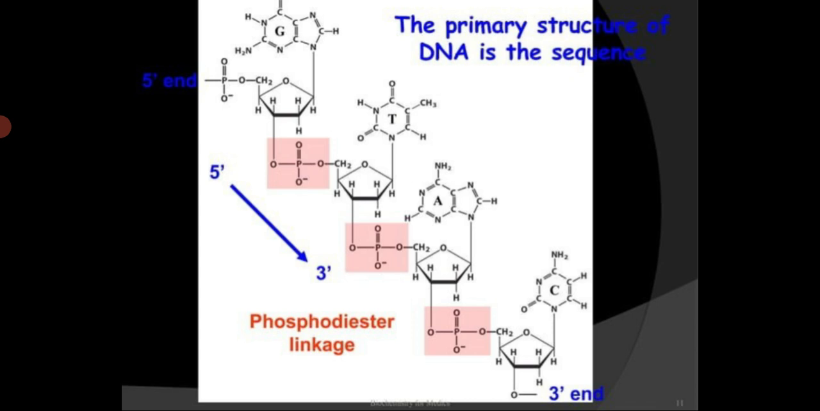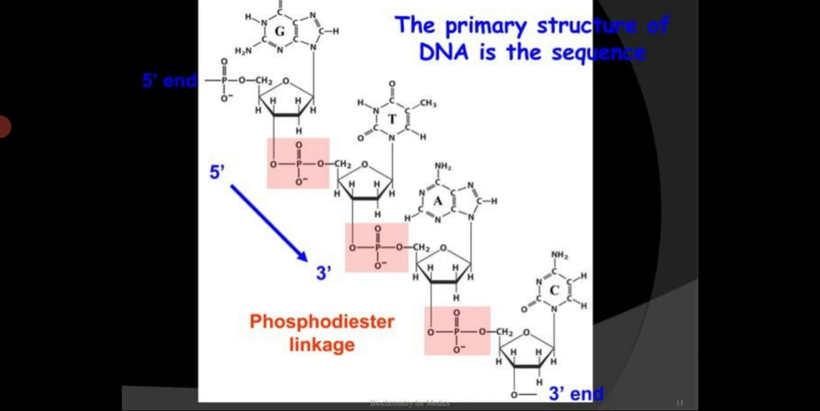Whereas the nitrogen bases are joined to the deoxyribose sugar with the help of a beta-N-glycosyl linkage, and this linkage is between the 9th position of purine bases or the 3rd position of pyrimidine bases, which are joined to the 1st position of the deoxyribose sugar. And this is one strand, or one polynucleotide strand.